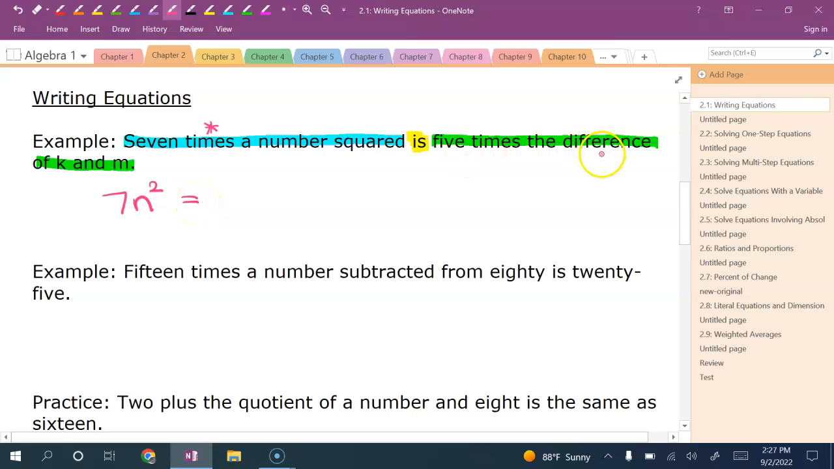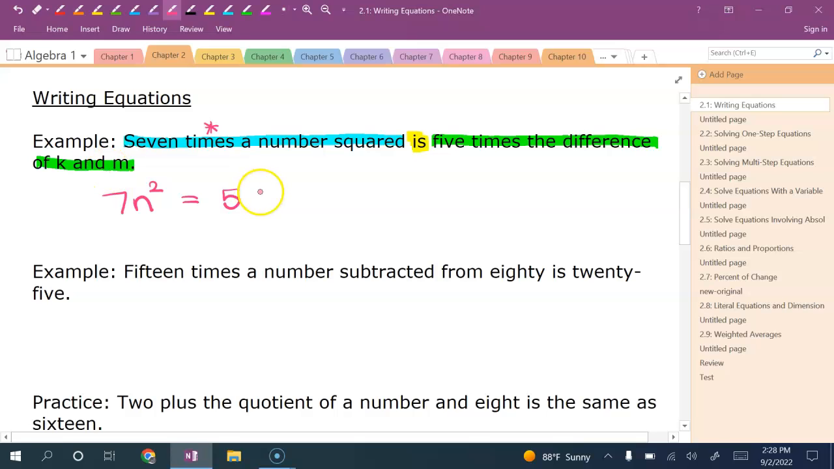Now let's look at what I highlighted in green. 5 times, so I know I'm going to need a 5, and I'm multiplying again like I did with that 7. But this has something after it that goes the difference of k and m. So when they say the difference of, that means subtraction. And everything that follows that is what we're subtracting. So I'm not subtracting 5 and these items because I'm taking 5 times them. I'm only subtracting the k and the m.